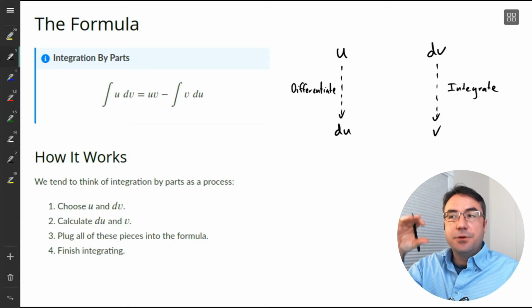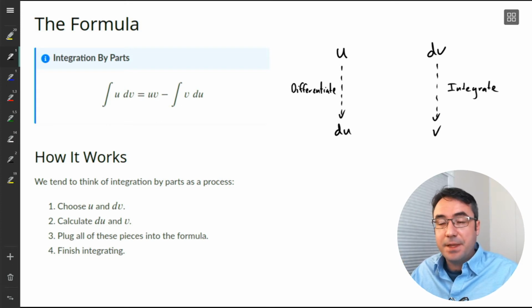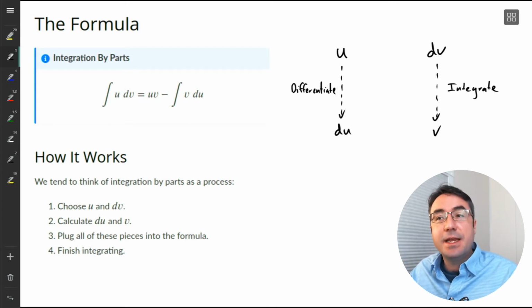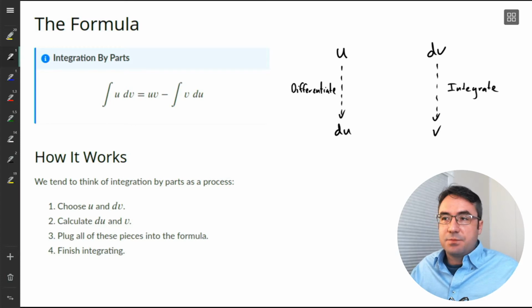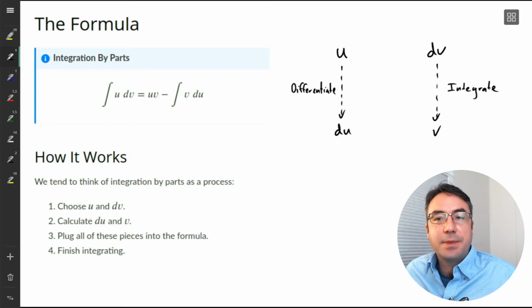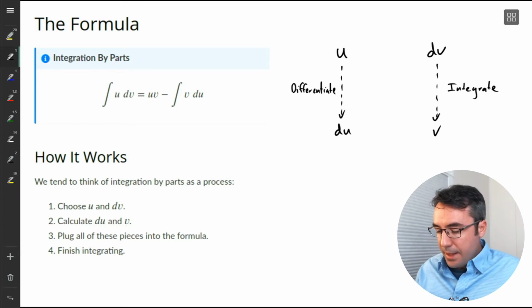All right, so that's step two. Step 1, choose u and dv. Step 2, calculate du and v. And we calculate them by differentiating and integrating accordingly. Now the third step, this is where we actually just plug everything into this integration by parts formula.